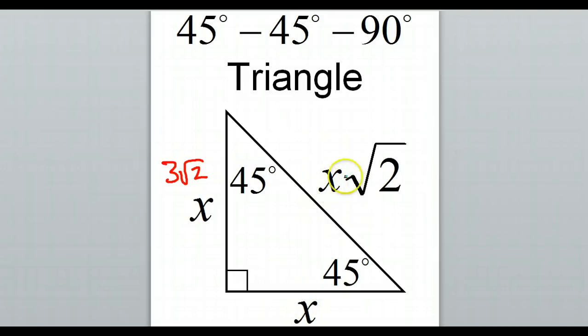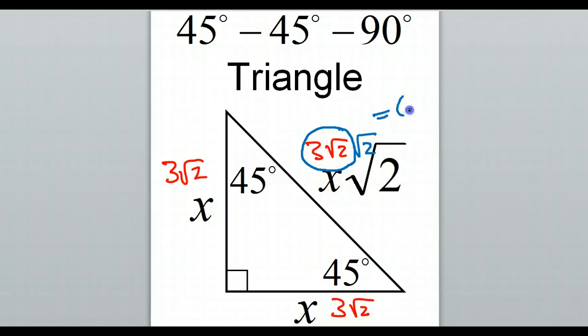X radical 2. So if this is 3 radical 2, this will be 3 radical 2, and this will be 3 radical 2 radical 2. I feel like I should use a different color. Okay, it's 3 radical 2, 3 radical 2, and 3 radical 2 radical 2. This red 3 radical 2 is the x that's repeating. The blue radical 2 is the radical 2 that comes with the pattern. So 3 radical 2 radical 2.